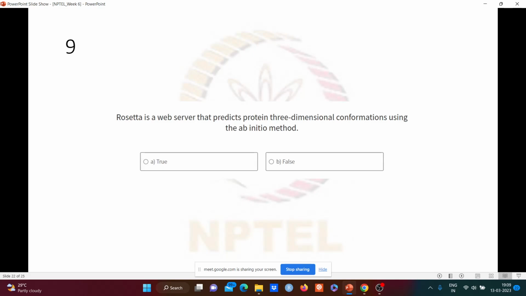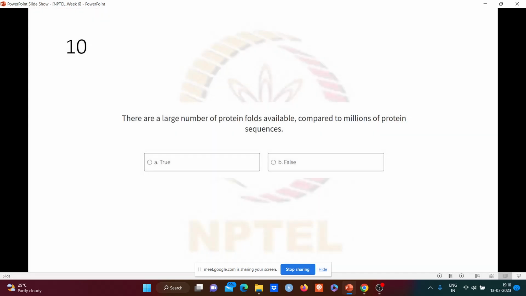Okay, we are left with a couple more questions only. Rosetta is a web server that predicts a protein's three-dimensional conformation using the ab initio method. True or false? I hope we have discussed Rosetta. Yes, it is true.